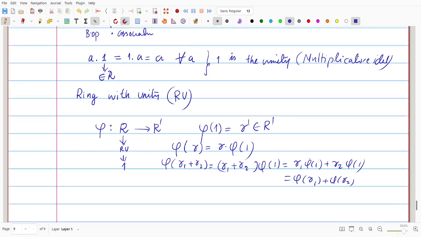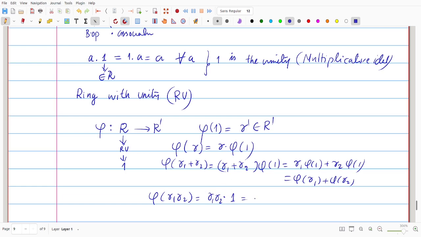Now you write phi of R1 R2. Okay. So what does this mean? Phi of R times phi of 1 means if you operate phi of 1 R1 times, that is the meaning of this thing. Okay. So this is R1 R2 times 1. What is the meaning of R1 R2 times 1?